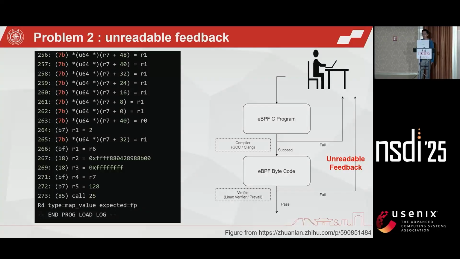Let's see another problem. Another problem of the eBPF verifier is its feedback to developers. The current Linux verifier's feedback is difficult to interpret. Even highly experienced developers often spend a lot of time figuring out why their programs are rejected. The core challenge is to map the bytecode output to the original C code. Consider that compiler optimization may change the structure of the program. The mapping is time-consuming and error-prone.